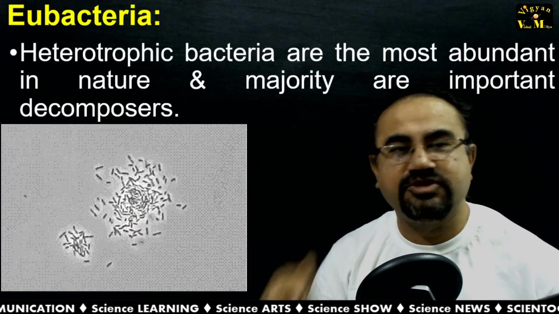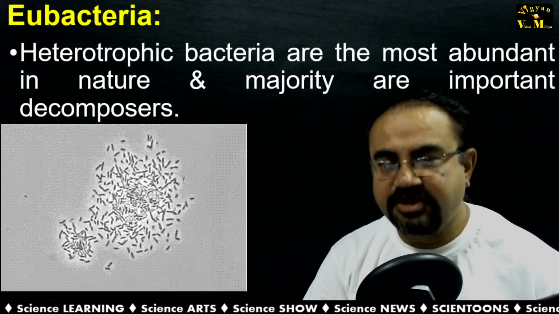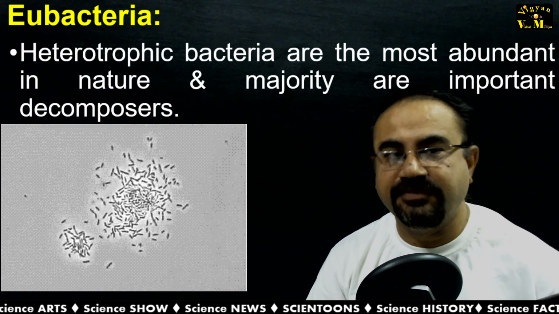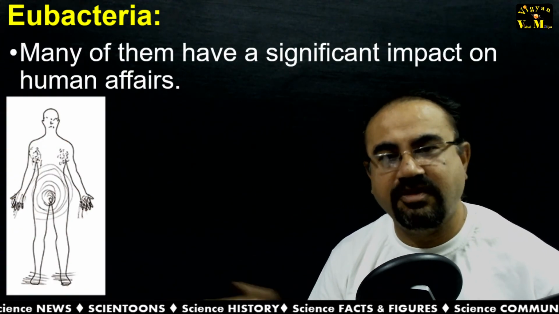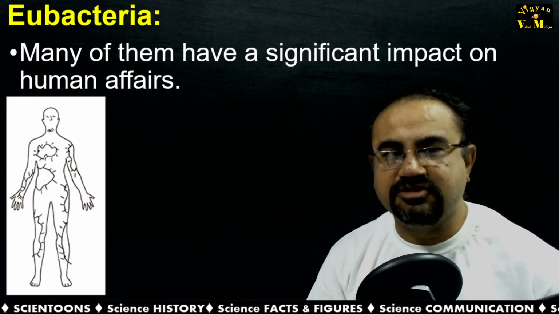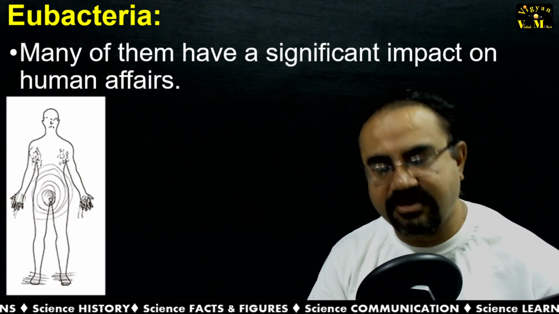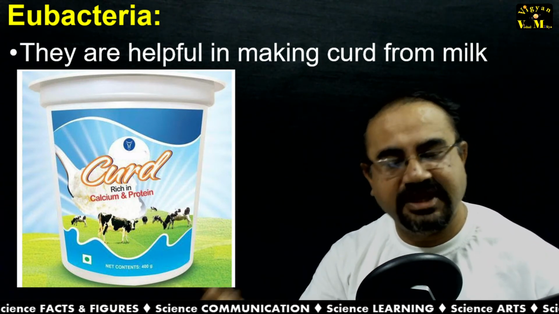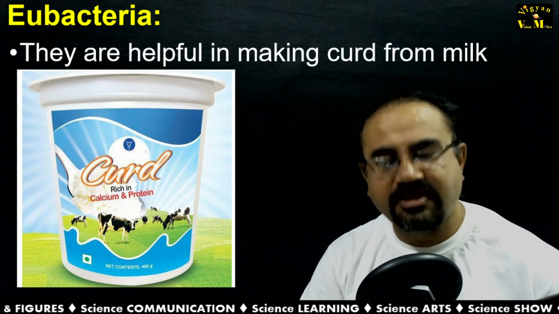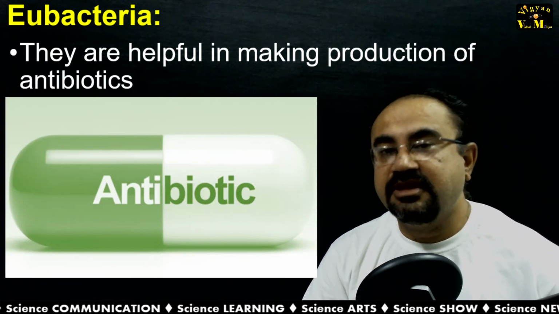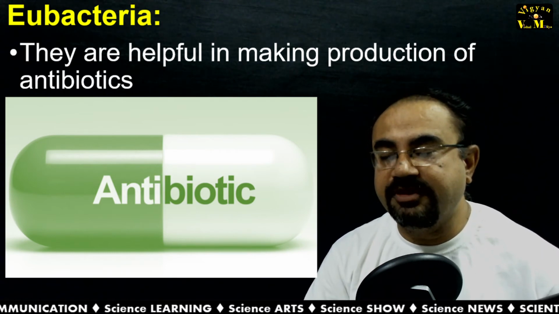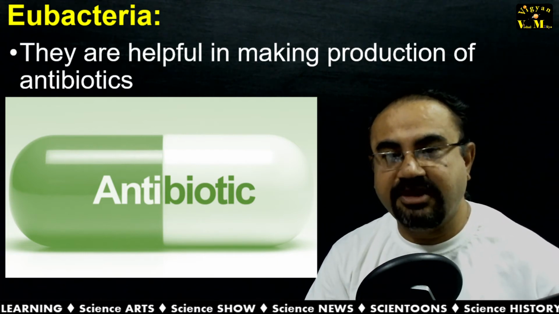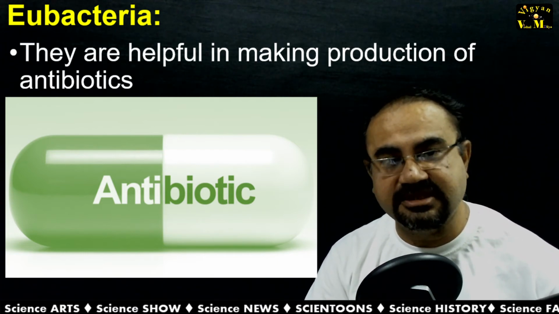Heterotrophic bacteria are most abundant in nature, and the majority of them are used as decomposers in nature. Many of them have a significant role in our day-to-day life also, so they are associated with us and have a lot of impact on us. The best example is from milk to curd. Bacteria help us in curd formation. Another is that they are of economic importance because they are capable of producing antibiotics, without which we cannot think of the healthcare system these days.